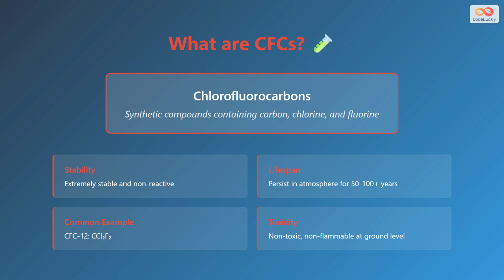CFCs, or chlorofluorocarbons, are synthetic chemical compounds containing carbon, chlorine, and fluorine atoms. A common example is CFC-12, with the chemical formula CCl2F2. These compounds were widely manufactured because they are extremely stable and non-reactive under normal conditions. They are also non-toxic and non-flammable at ground level, which made them seem like ideal industrial chemicals. However, this exceptional stability means CFCs persist in the atmosphere for 50 to over 100 years, allowing them to eventually reach the stratosphere, where they cause significant damage.